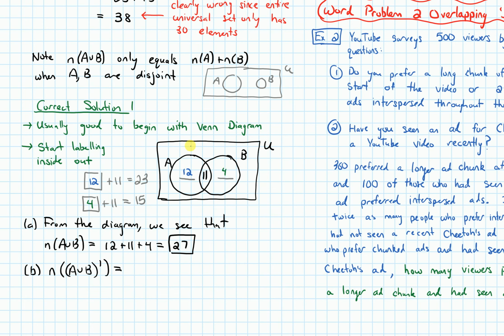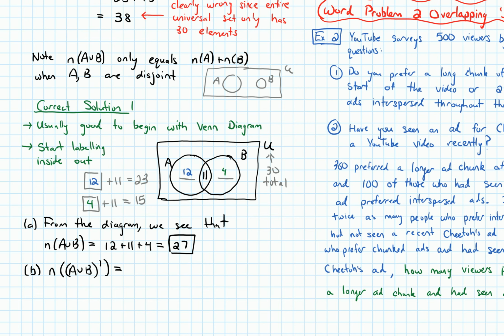So I need to know the number of elements outside of that union. Well, the question tells me that there's 30 total elements in this whole rectangle. So all I have to do is just take that value, 30, the number of elements in the whole universal set, and subtract out the elements I don't want. Subtract out the elements in the union.